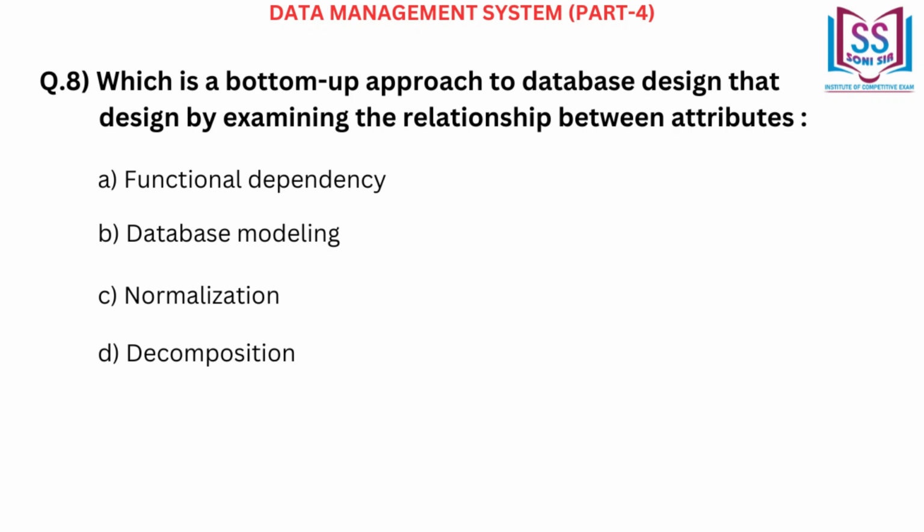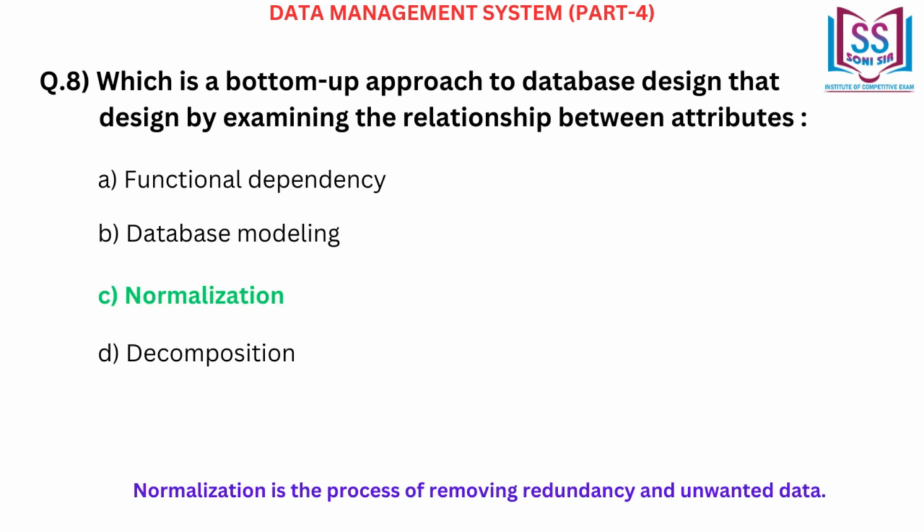Which is a bottom-up approach to database design that designs by examining the relationship between attributes? A. Functional dependency, B. Database modeling, C. Normalization, D. Decomposition. Correct answer C. Normalization. Normalization is the process of removing redundancy and unwanted data.